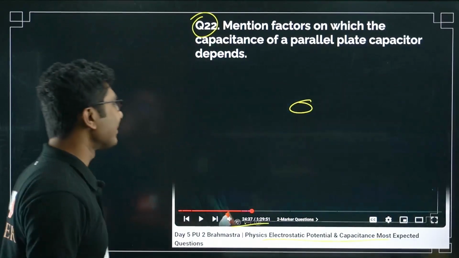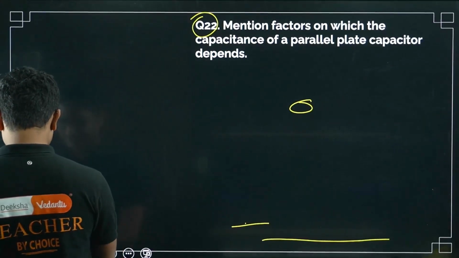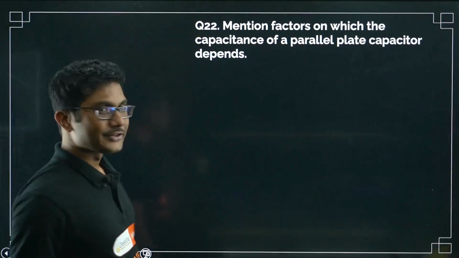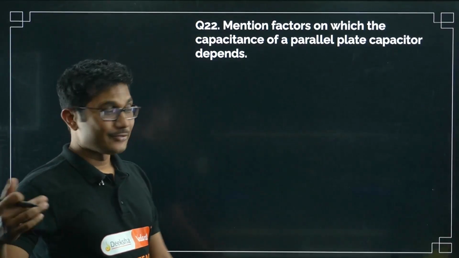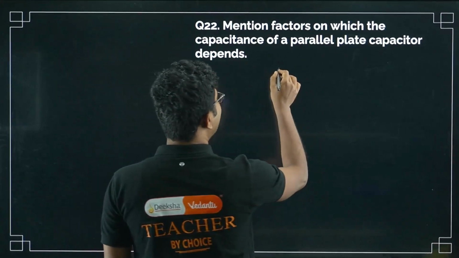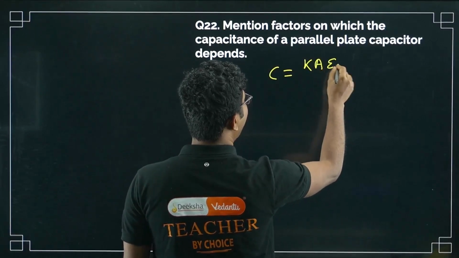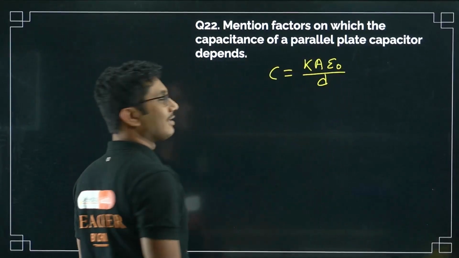Now what is the answer for this question? The answer is easy, so that's why I am giving it. Otherwise, if the question is common and I have already discussed it, I will not give it. So first of all, capacitance is K A epsilon naught by D. Right, this is the general formula.